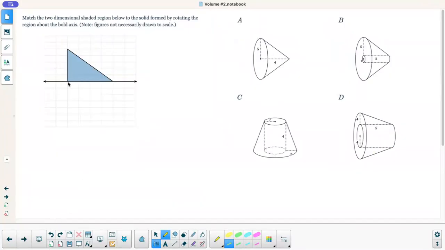All right, last one. Now this one's on the axis, so when I rotate it, I'm not going to get a hole. So I can get rid of anything with a hole. And since this point right here stays put, it's going to basically be like a cone. It's not going to be a plateau like C is. C would be if it was flat right there and I was rotating it. So I can get rid of that. So it's got to be this one. And again, double check your units. So this is 5. That matches with that. This is 4. That matches with that.